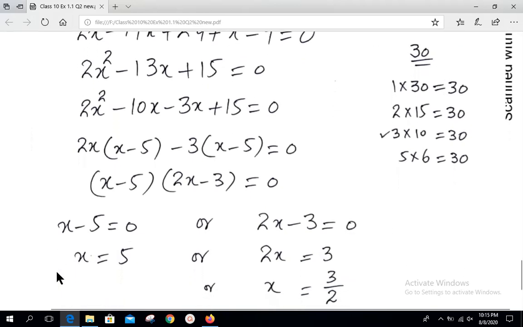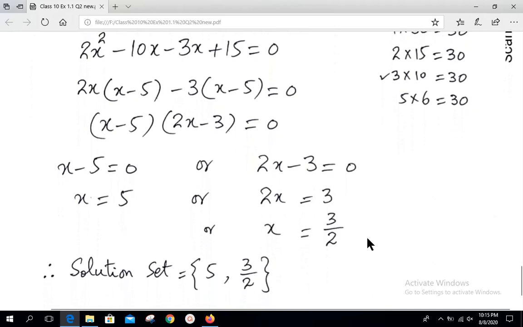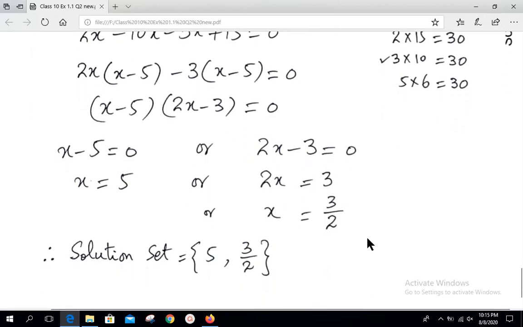2x minus 3 into x minus 5, the product of these two is equal to 0, means either the first is equal to 0 or the second is equal to 0. x minus 5 equal to 0 gives x is equal to 5, whereas 2x minus 3 is equal to 0 gives me 2x is equal to 3. Dividing both sides by 2, I get x is equal to 3 over 2, and these are the elements of my solution set. That is, one element is 5, the other is 3 over 2. Hope you all understand. Thank you very much.